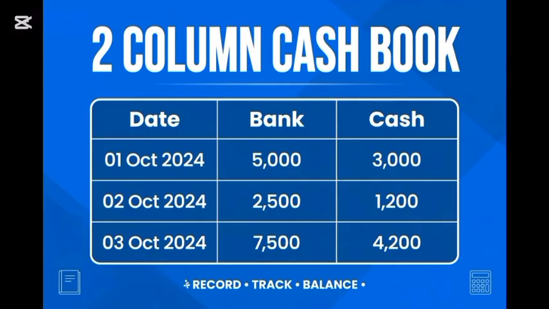Slide 4. Cash book format. This is the format of a 2-column cash book. Date, details, LF, bank, cash. At the end of the month, we balance it to get the closing balance.